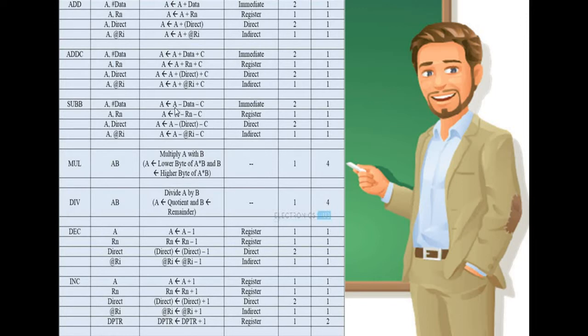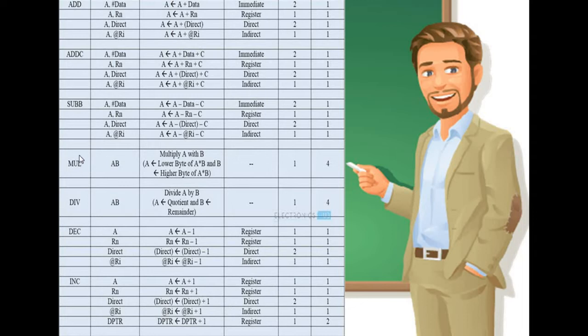So, SUBB A, #data. That means the contents present in the accumulator are subtracted with the data as well as the carry. It is 2 bytes. Okay, here accumulator minus register minus carry, accumulator minus direct register minus carry, accumulator minus indirect register minus carry.